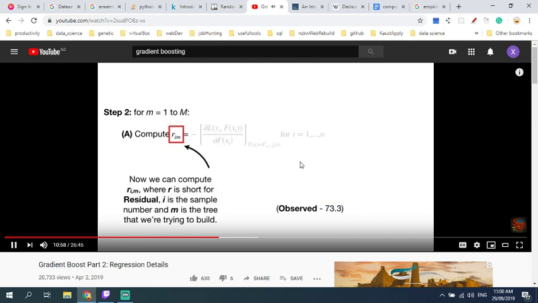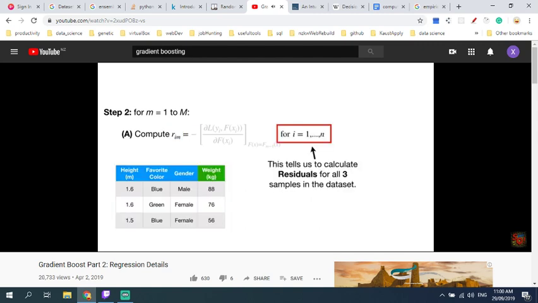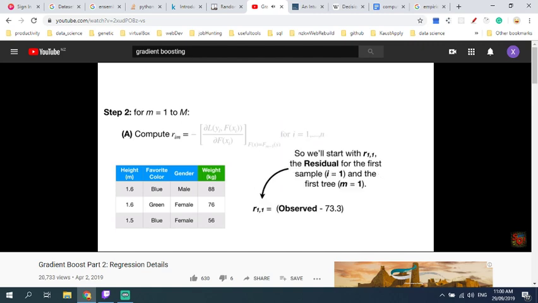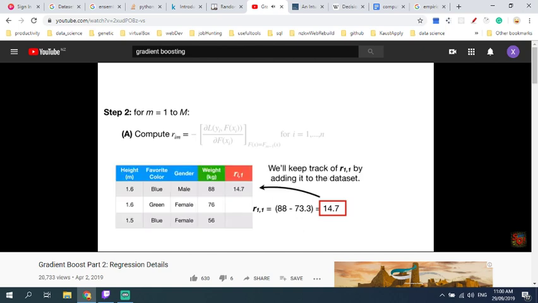Now we can compute r sub i comma m, where r is short for residual, i is the sample number, and m is the tree that we're trying to build. This tells us to calculate residuals for all 3 samples in the dataset. So we'll start with r sub 1 comma 1, the residual for the first sample and the first tree. So we plug in the observed weight for the first sample and get 14.7. We'll keep track of r sub 1 comma 1 by adding it to the dataset.